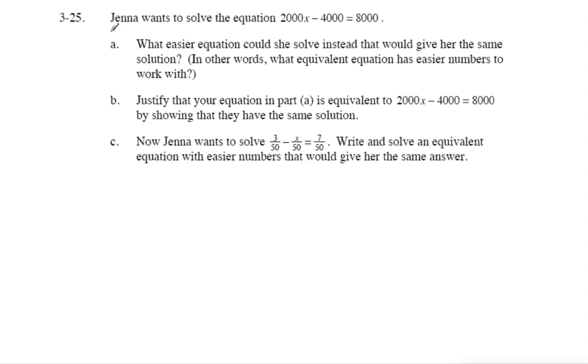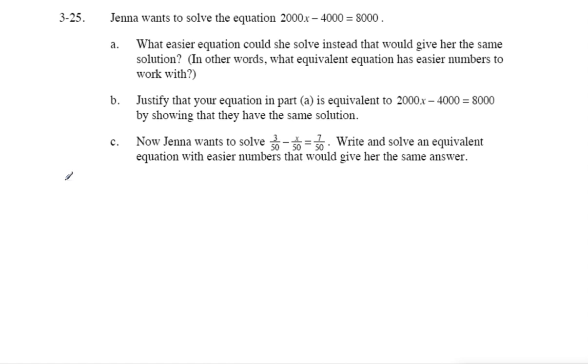Problem 3-25. Jenna wants to solve the equation 2000x minus 4000 equals 8000. Letter A. What easier equation could she solve instead that would give her the same solution? In other words, what equivalent equation has easier numbers to work with?